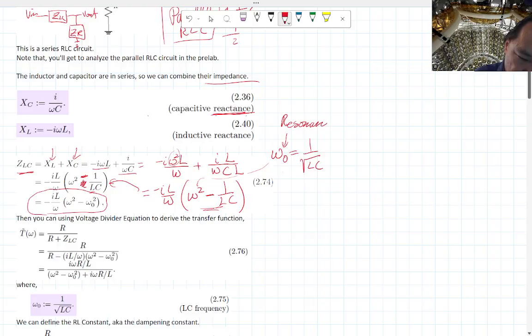Resonance frequency. In this case, the angular frequency.